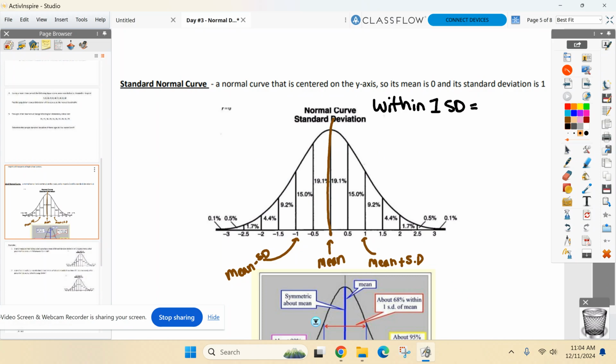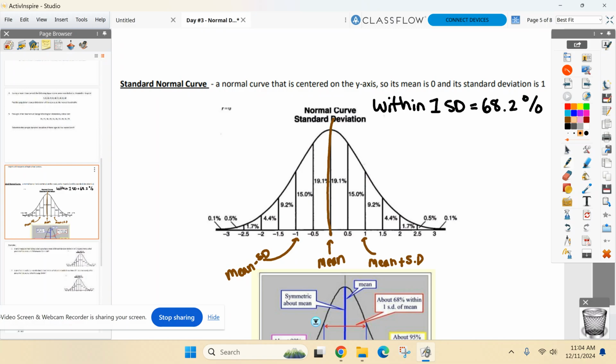68.2. So if you're talking within one standard deviation, that is 68.2% of scores there. Please know that number, and please know what it's associated with. Let me keep going with the curve here. I'm not done.